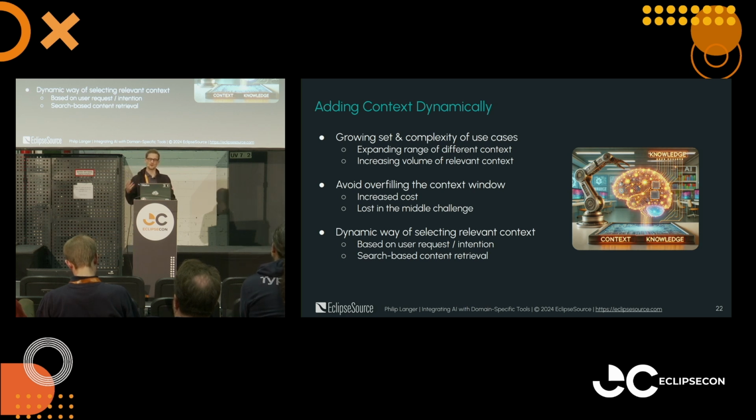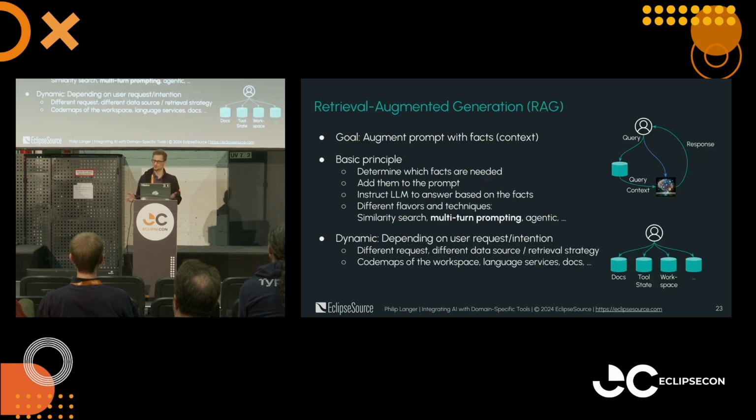So we need a dynamic way of selecting the relevant context based on the user request. And the most obvious or most popular way of doing that is retrieval augmented generation. I'm sure you've heard it.